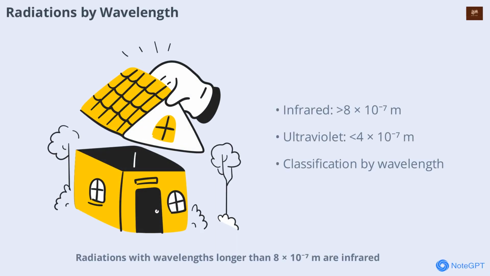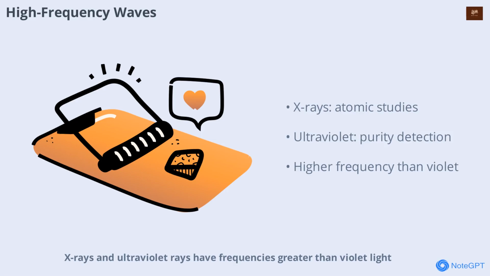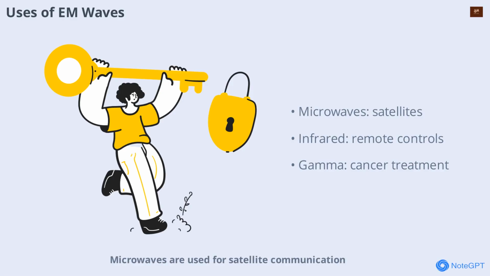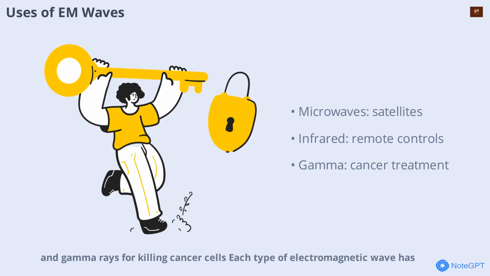Radiations with wavelengths longer than 8 times 10^-7 m are infrared, while those shorter than 4 times 10^-7 m are ultraviolet. These boundaries help us classify electromagnetic waves and understand their effects. X-rays and ultraviolet rays have frequencies greater than violet light. X-rays are used for studying atomic arrangements in crystals, while ultraviolet rays help detect the purity of gems and other substances. Microwaves are used for satellite communication, ultraviolet for detecting purity, infrared for remote controls, and gamma rays for killing cancer cells. Each type of electromagnetic wave has unique applications based on its properties.